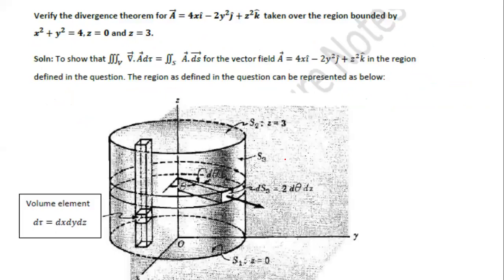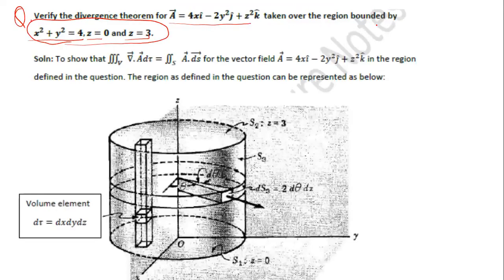Now let's discuss this problem. It says: verify the divergence theorem for vector field A taken over the region bounded by this. So the region under consideration is bounded by this surface, this surface and this surface.